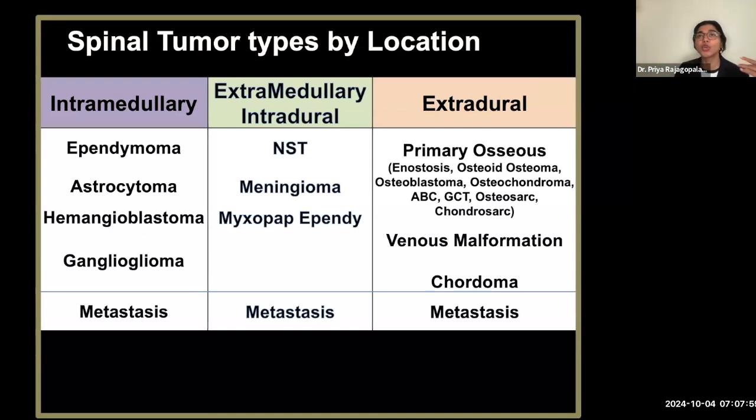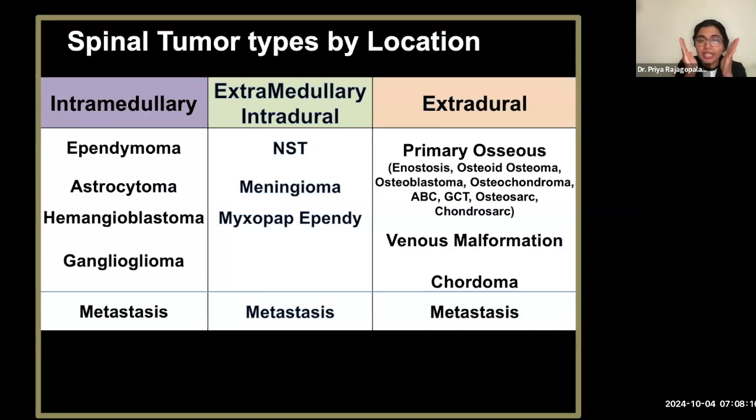The intramedullary neuroepithelial origins, such as glial origins, are going to be ependymomas and astrocytomas. You can have vascular origins, hemangioblastomas from the mesenchymal components, and then ganglioglioma is an example of a mixed neuronal and glial component. And then Mets everywhere.